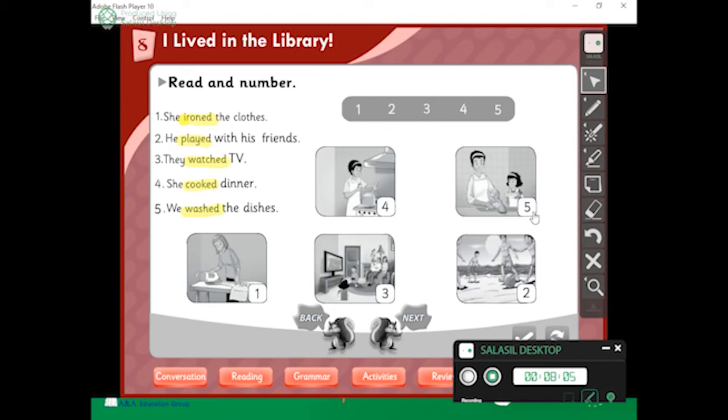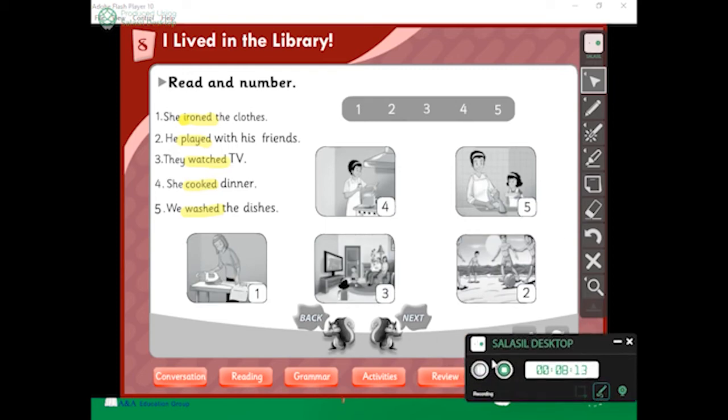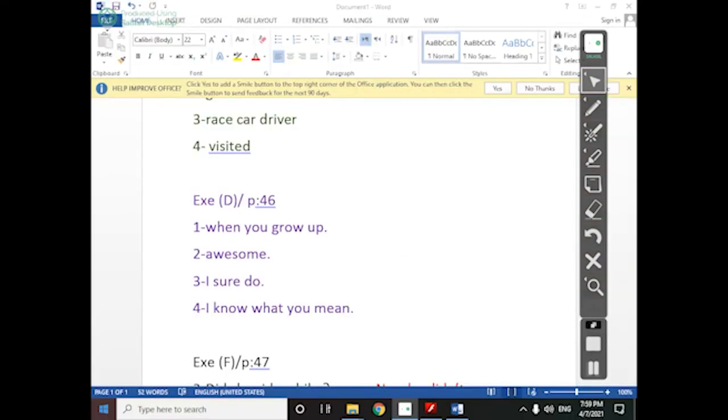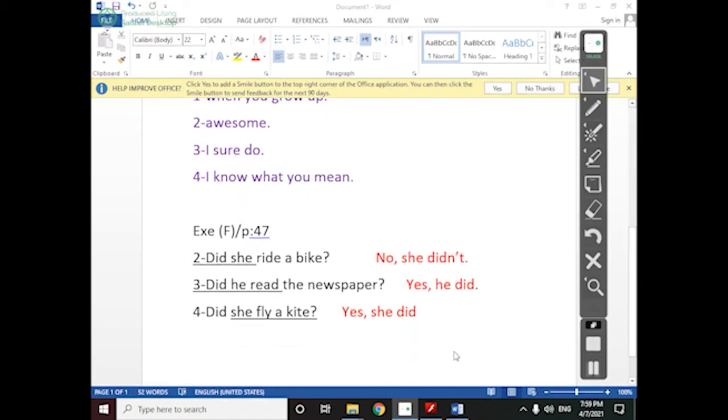Exercise F is very important, fourth graders. Exercise F says look and answer. We are going to write questions using did and verb 1. Then we will answer all these questions.